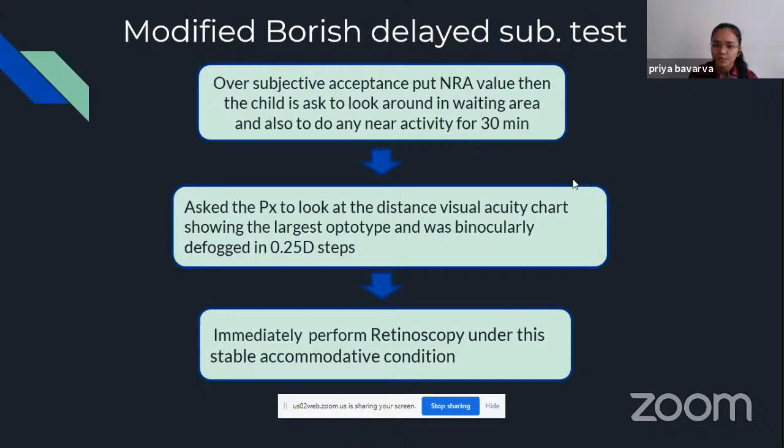And then after 30 minutes, ask the patient to look at the distance visual acuity chart, showing the largest optotypes, binocularly, and then perform binocular defogging in 0.25 diopter steps. After the patient sees clearly, immediately perform retinoscopy under stable accommodative conditions. If the retinoscopic reflex is still fluctuating, then perform monocular fogging and defogging, and then perform retinoscopy.